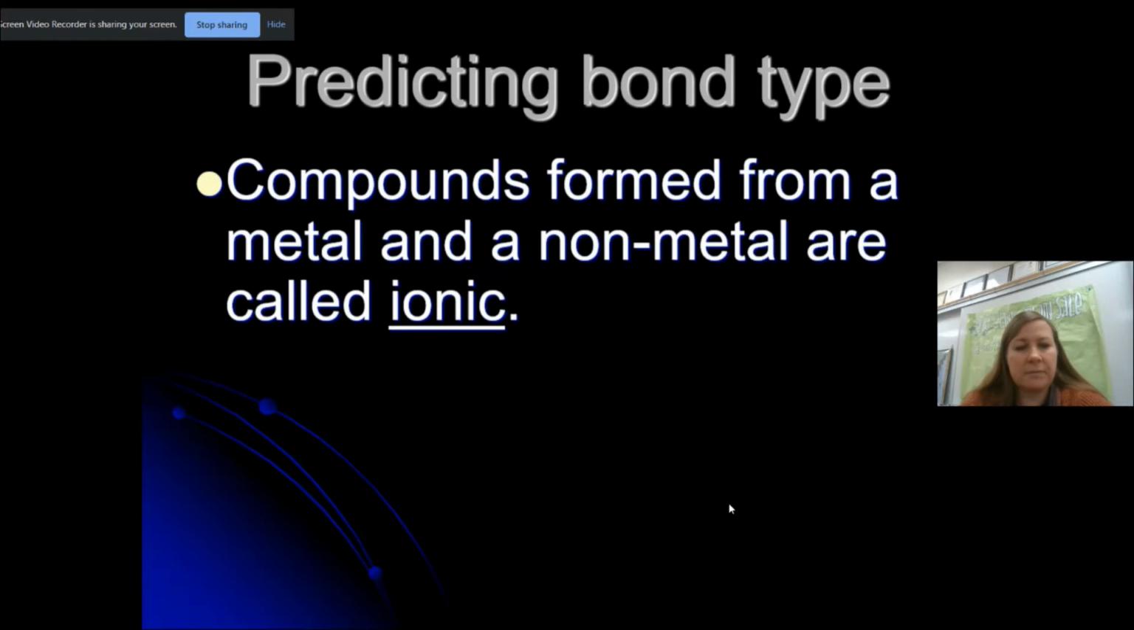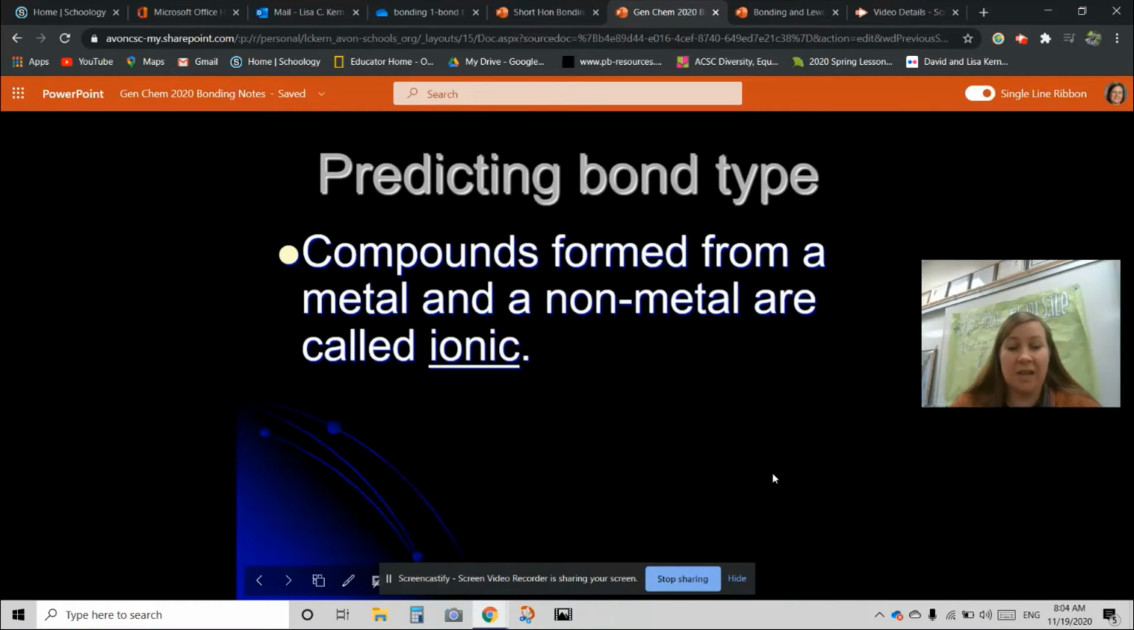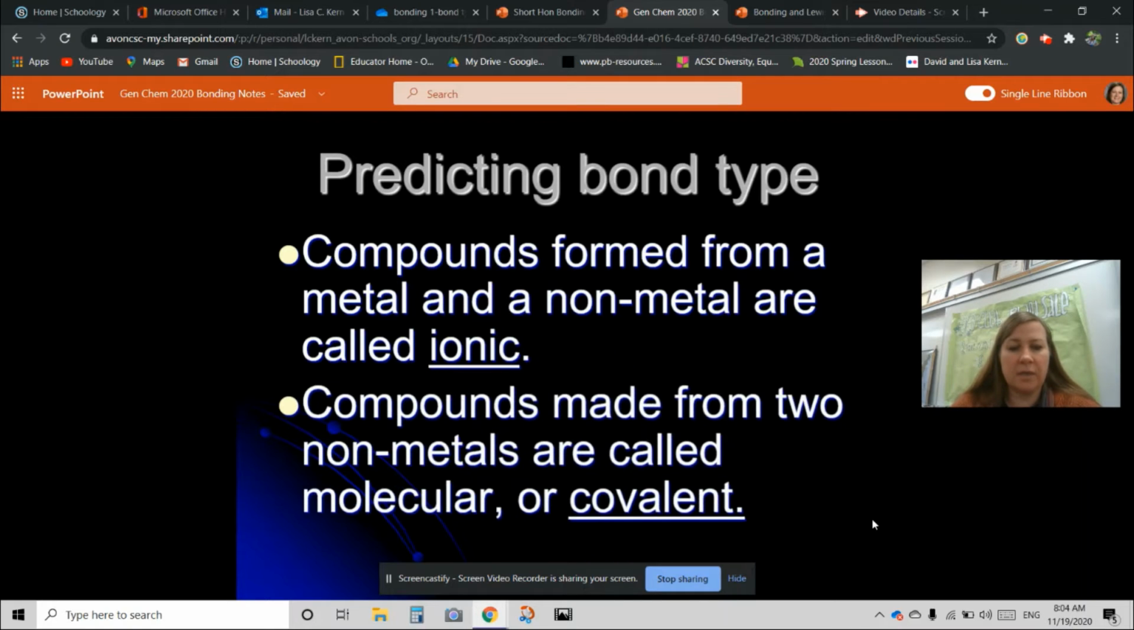Compounds formed from a metal and a nonmetal are called ionic. So this is something you definitely need to write down. So your ionic compounds, so again, compounds formed from a metal and a nonmetal are called ionic. You should write that down. Compounds made from two nonmetals are called molecular or covalent. They're going to have covalent bonds. So you should write that down. So I'll pause for a second so you can do that.